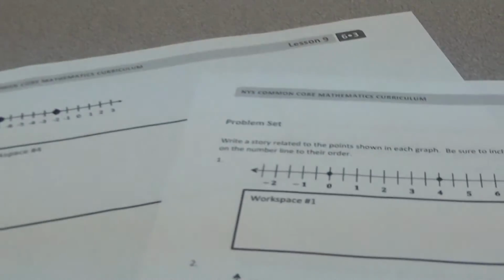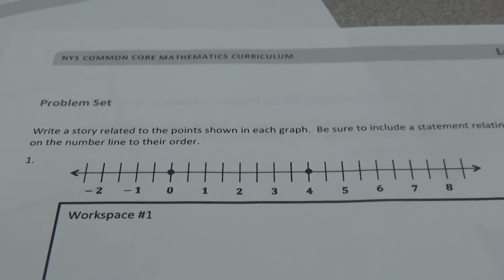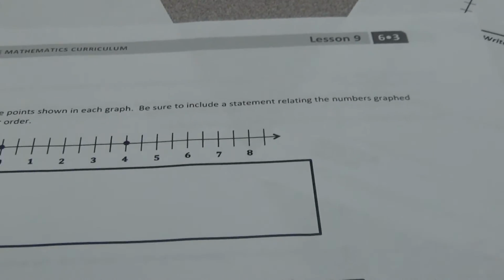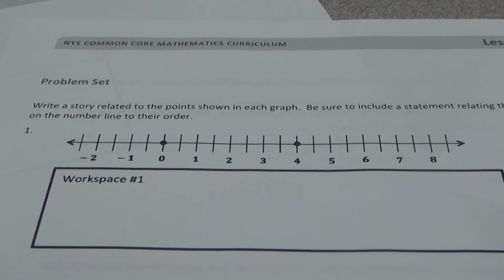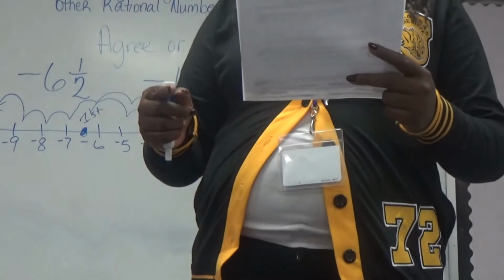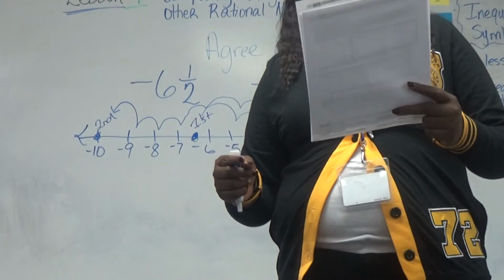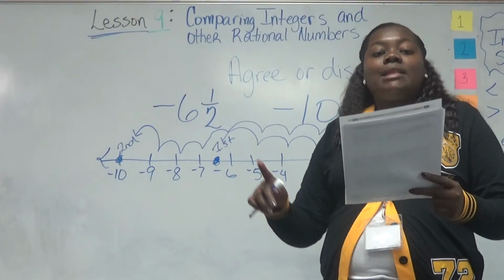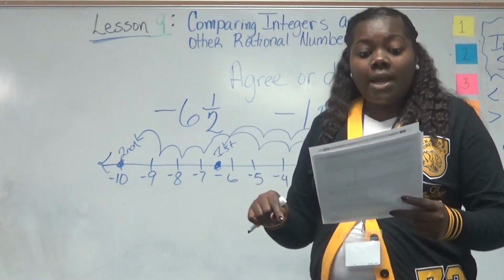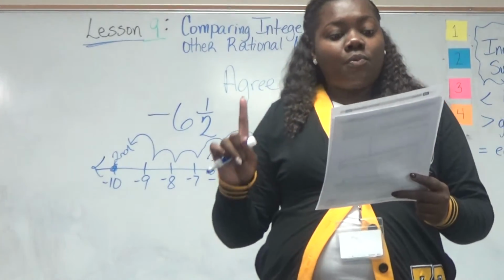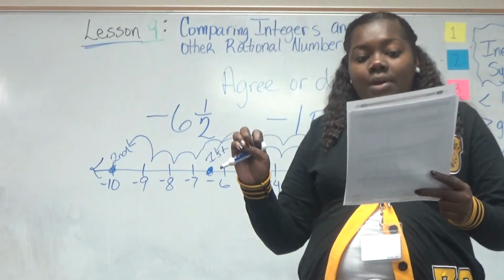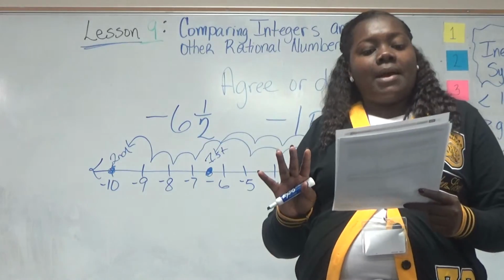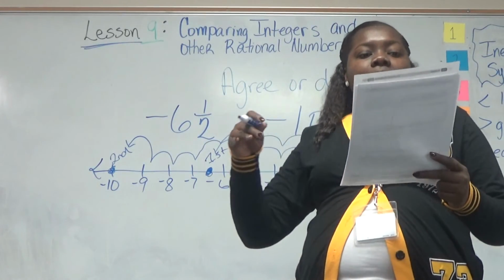All right, so the problem set on number 1 says, write a story related to the points shown in each graph. Be sure to include a statement relating the numbers graphed on the number line to their order, okay? So make sure that just like in example 1 that we did together when we wrote our story, you write a story relating to the points that you see. So in number 1, you have the point 0, and then you have a positive 4. So your story has to talk about something where you have 0 and 4.